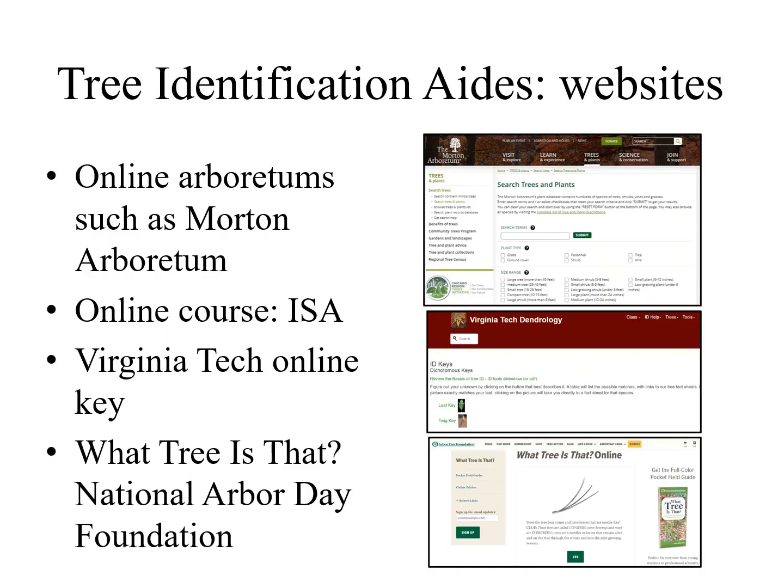Here's a number of websites that might be helpful to you. We already mentioned the Virginia Tech online website. Another one that has very useful information are arboretum sites such as the Morton Arboretum, and the National Arbor Day Foundation has their What Tree Is That online leaf key.